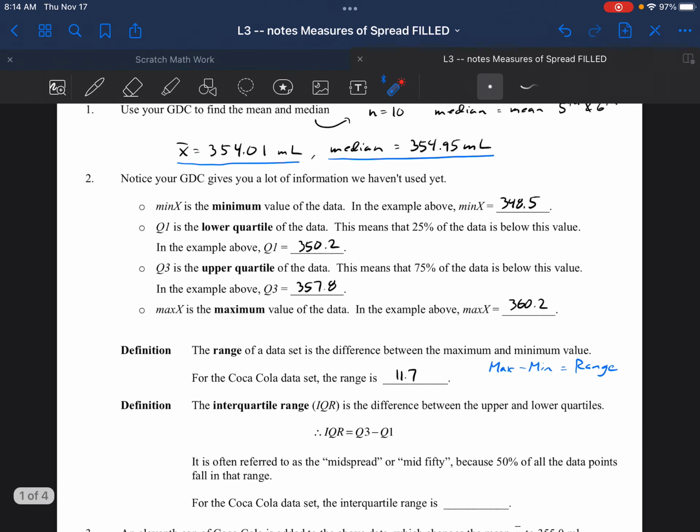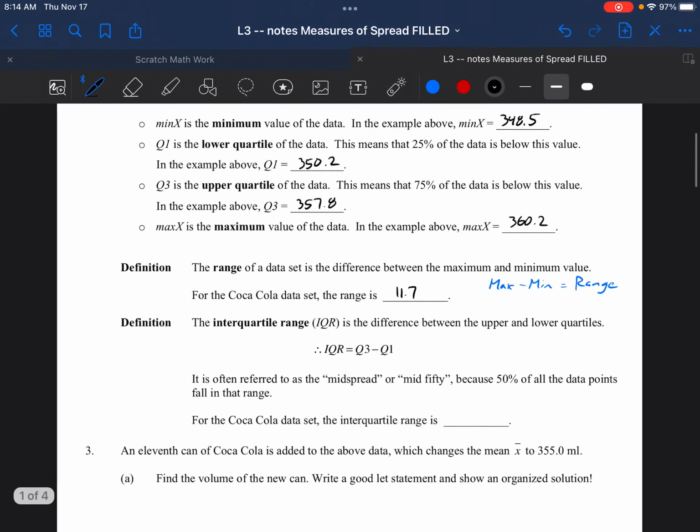The interquartile range, so basically what you're going to do here is you're going to subtract the lower quartile, which is Q1, from the upper quartile value, which is Q3. Okay, so that would be, in this case, 357.8 minus 350.2. This is going to be 7.6. Okay? So that's 7.6. All right?